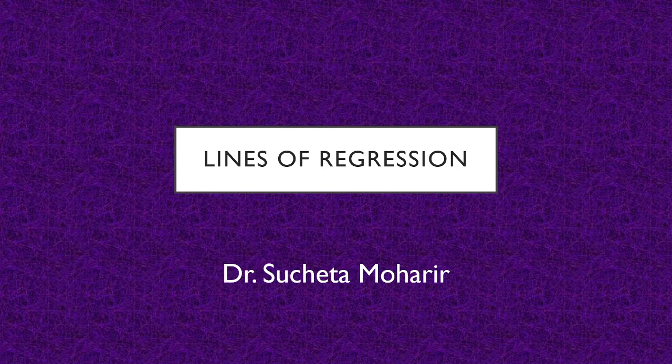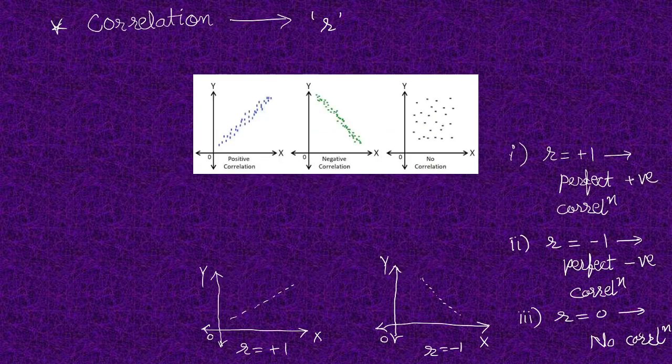Welcome you all in the video lecture on the topic lines of regression. We start this topic with the correlation. If two variables are there, x and y, and if x and y are related with each other, then we call this correlation.